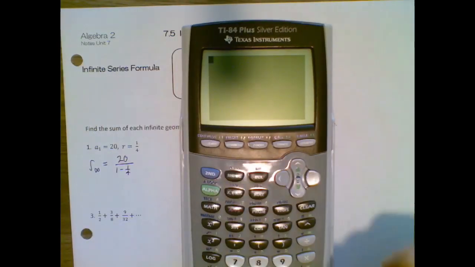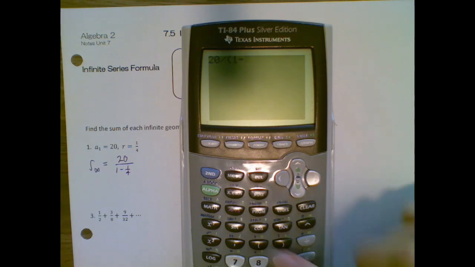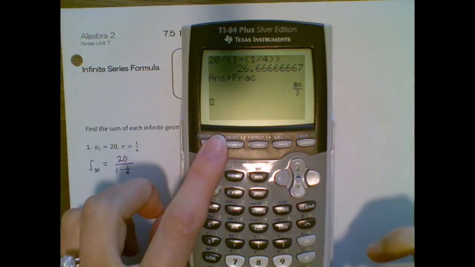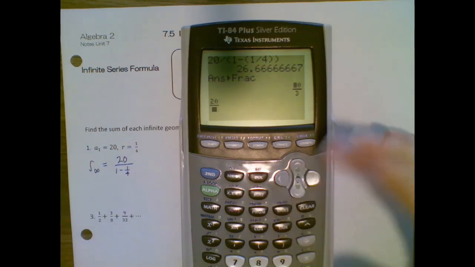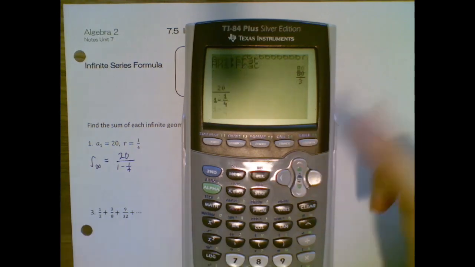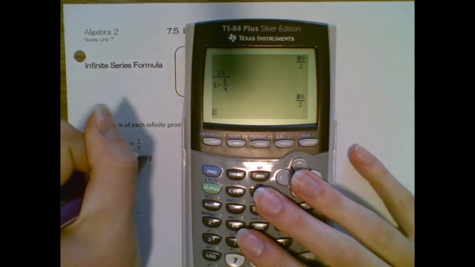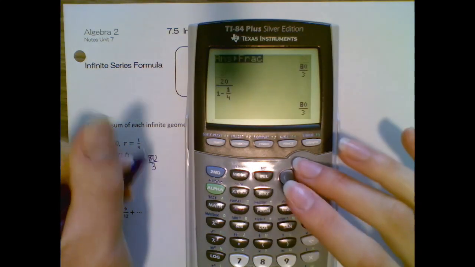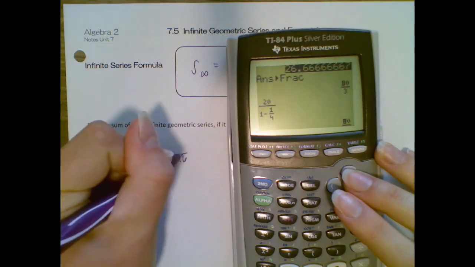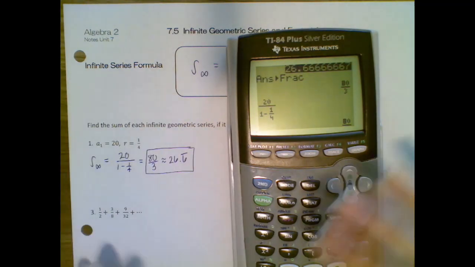In your calculator, we have 20 divided by parentheses 1 minus, and I'm going to put the fraction in parentheses as well. You can give me the fraction answer. If you want, you can use the fraction function in the calculator as well. It just depends on what calculator you have, but you get the same answers. So 80 over 3, which is about 26.6 repeating. Remember, we used the little bar to show the repetition.